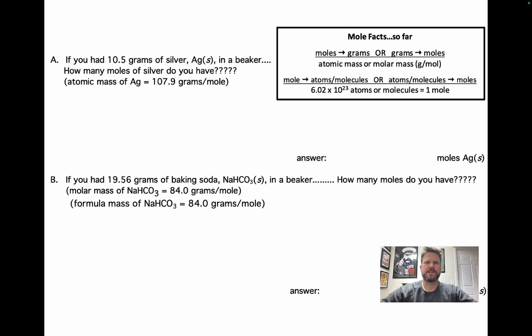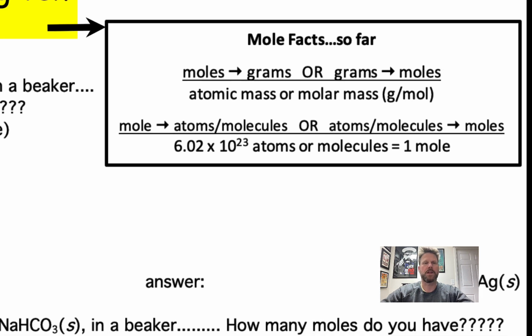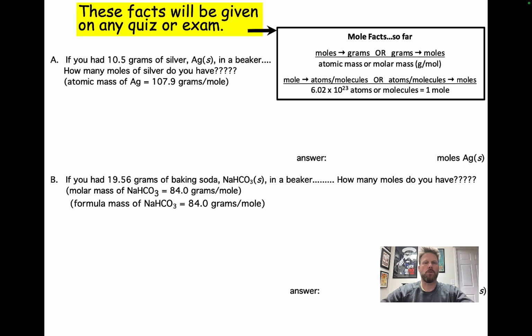Let's start off by summarizing the mole facts that we should know up to this point. The atomic mass or molar mass of a substance allows you to convert from moles to grams or grams to moles. To convert from moles to atoms or molecules and vice versa, use Avogadro's number: 6.02 times 10 to the 23rd atoms or molecules in 1 mole of a substance. Okay, let's use these mole facts to solve some problems involving solids.